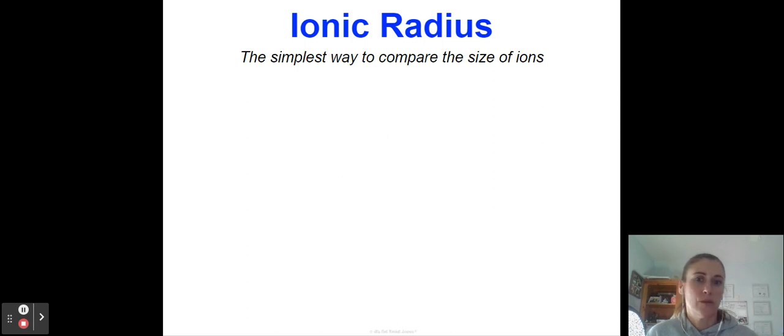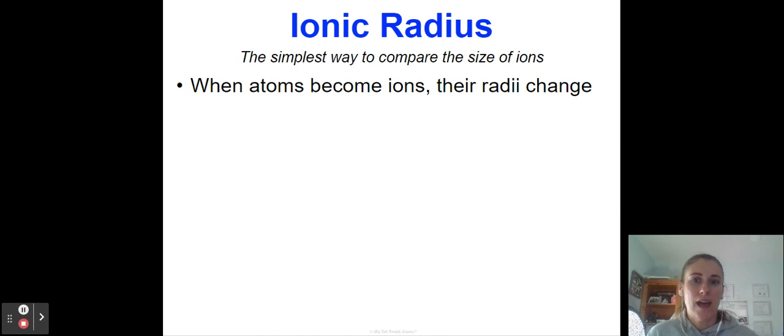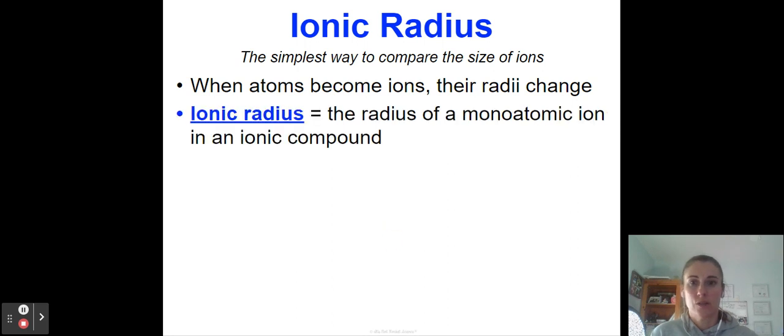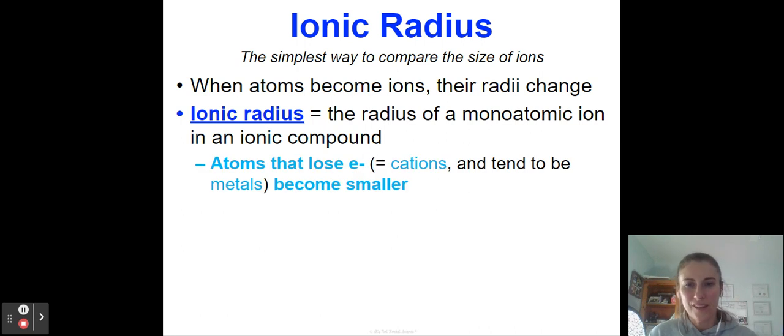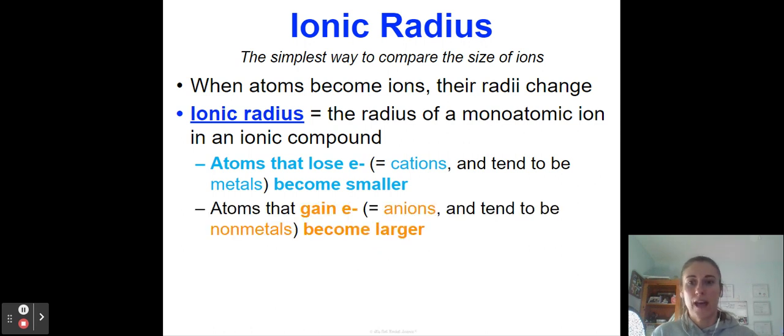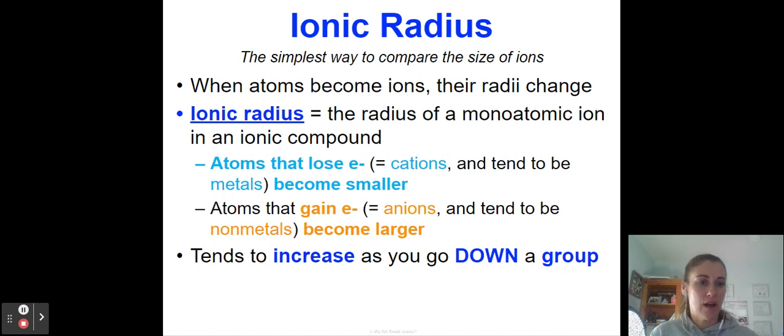Ionic radius is the simplest way to compare the size of ions. When atoms become ions, their radii change. So an ionic radius is the radius of a monatomic ion in an ionic compound. Atoms that lose electrons, like cations, tend to be metals and they become smaller. And atoms that gain electrons, like anions, tend to be nonmetals. They become larger. They tend to increase as you go down a group, and obviously would be the opposite as you go up a group.